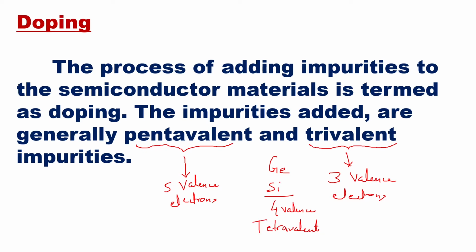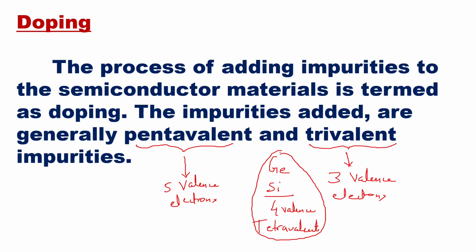Okay, that means your pure semiconductors will be tetravalent in nature. That is, they will be having 4 valence electrons. And the impurities which you are going to add to this germanium or silicon can be pentavalent, that is 5 valence electrons, or it can be trivalent, that is 3 valence electrons. Now what happens when you add a pentavalent impurity, and what happens when you add trivalent impurity?